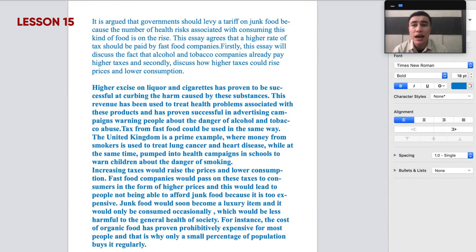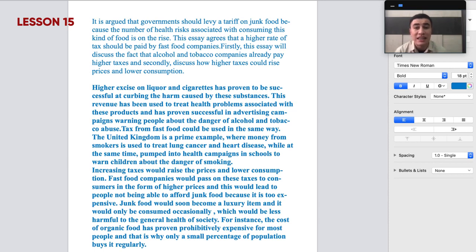It is argued that governments should levy a tariff on junk food because the number of health risks associated with consuming this kind of food is on the rise. This essay agrees that a higher rate of tax should be paid by fast food companies. Firstly, this essay will discuss the fact that alcohol and tobacco companies already pay higher taxes, and secondly, discuss how higher taxes could rise prices and lower consumption.